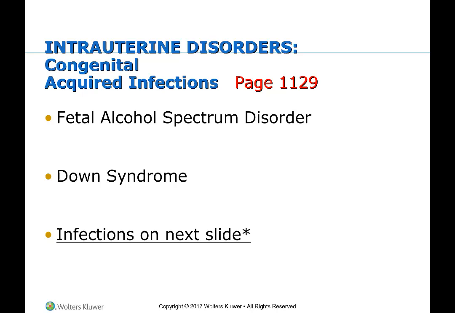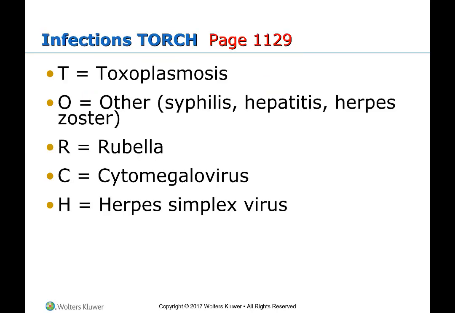Okay, going on to acquired infections. So we have TORCH for this on page 1129, TORCH. So this is supposed to help you, what is an acronym? Help you remember what these are. So these are the most common and the most serious high-risk infections. So the mother is pregnant and hopefully she does not come in contact with any of these organisms because obviously they can affect the fetus.